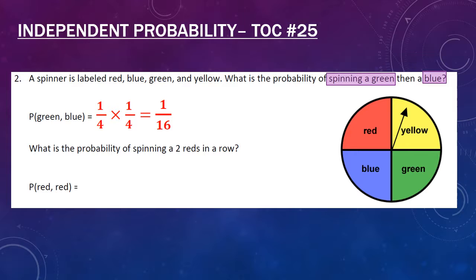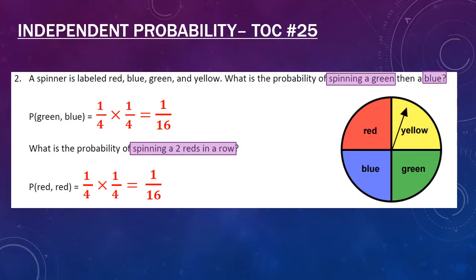simplify it any further. But what would I do if I was asked what is the probability of spinning 2 reds in a row? Remember, every time you spin a spinner, it's an independent event, so it doesn't affect the second one. So it's like doing the same simple probability twice. So what is the probability of 1 red? Is 1/4, and then the second red is also 1/4, and then we just multiply it.